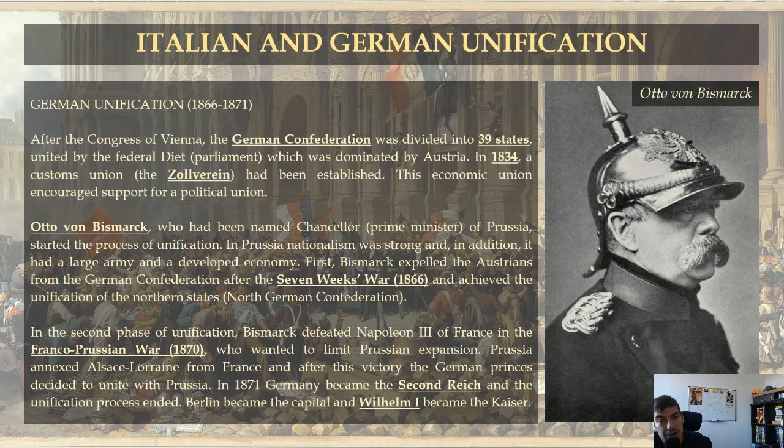So in the year of 1871, Germany became the Second Reich, the Second Empire, and the unification process ended. It is called the Second Reich because the First Reich was the Holy Roman Empire. Berlin became the capital, and Wilhelm I, Guillermo I, became the Kaiser, the Emperor.